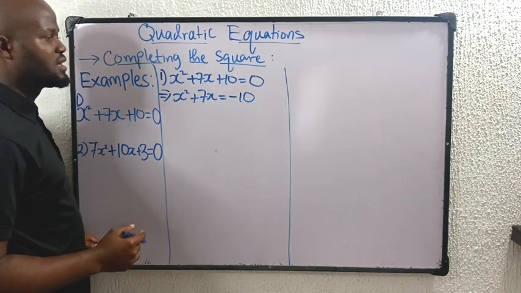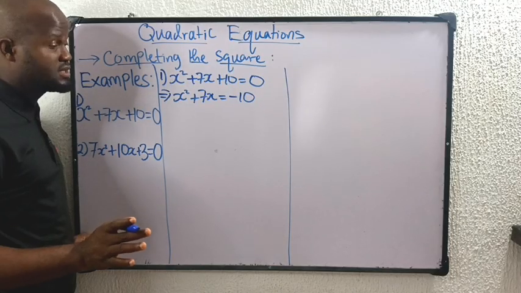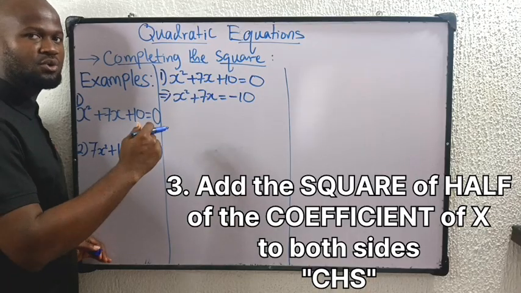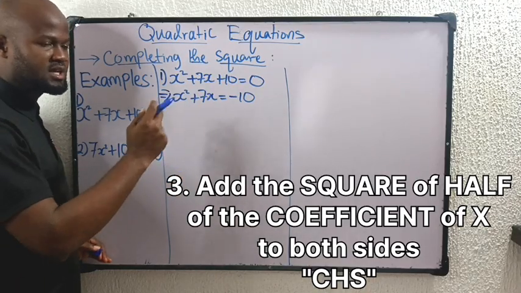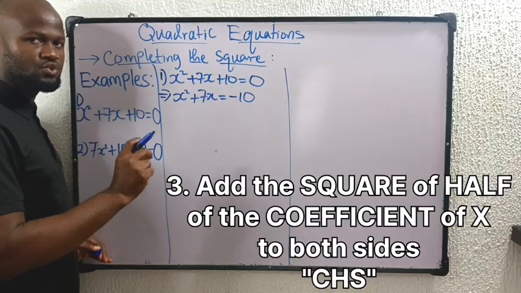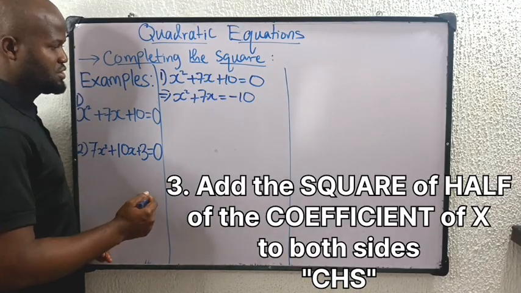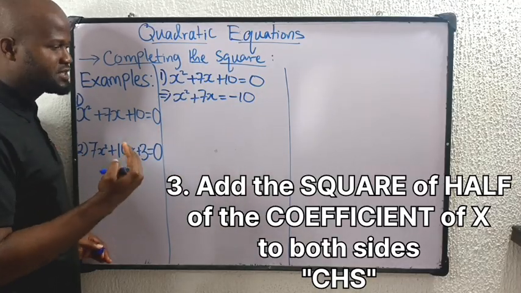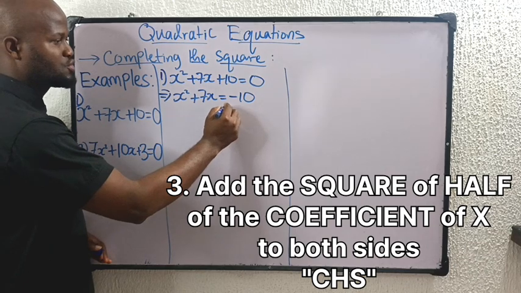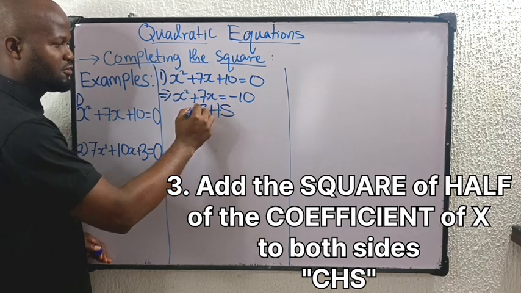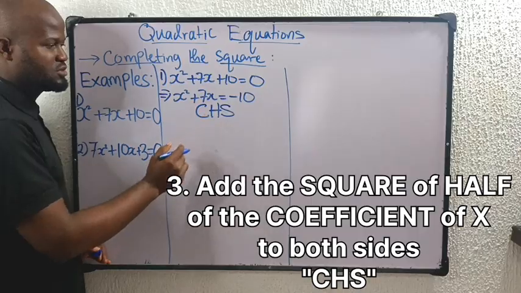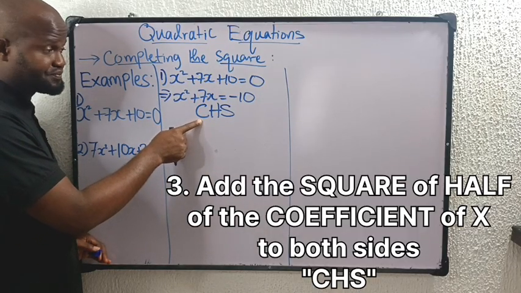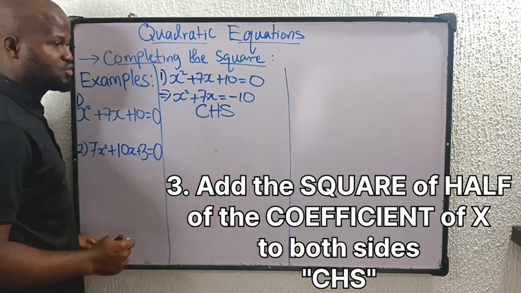Now the third step is a very crucial step, which is add the square of half of the coefficient of x to both sides of the equation. I like to take this step from the back. What I mentioned is the square of half of the coefficient of x, and I'm going to add it to both sides. I'm taking that from the back because I need to find first the coefficient of x, and then half of it, and then I'll square it.